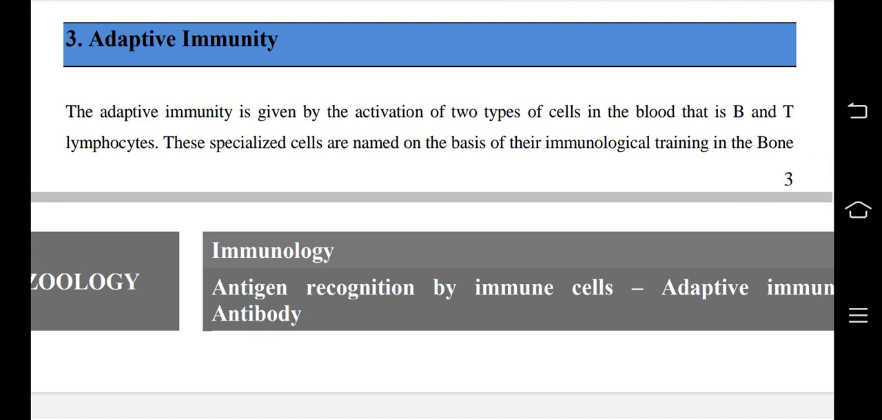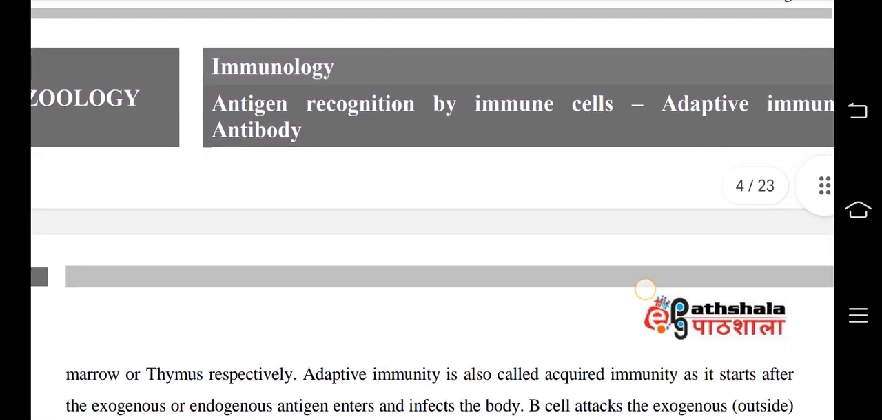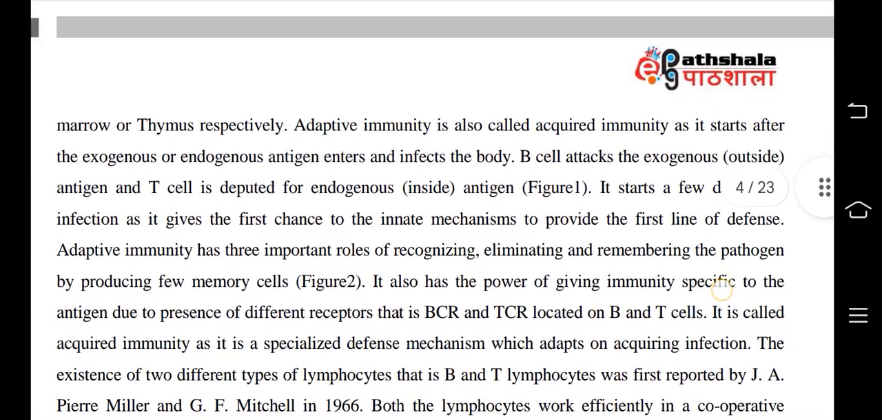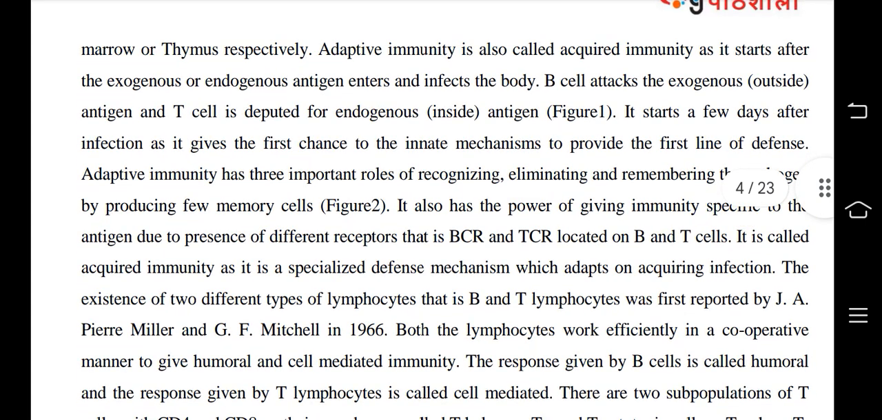Adaptive immunity. The adaptive immunity is given by the activation of two types of cells in the blood, that is B and T lymphocytes. These specialized cells are named on the basis of their immunological training in the bone marrow or thymus respectively. Adaptive immunity is also called acquired immunity, as it starts after the exogenous or endogenous antigen enters and infects the body. B cell attacks the exogenous or outside antigens and T cell is deputed for endogenous or inside antigen.